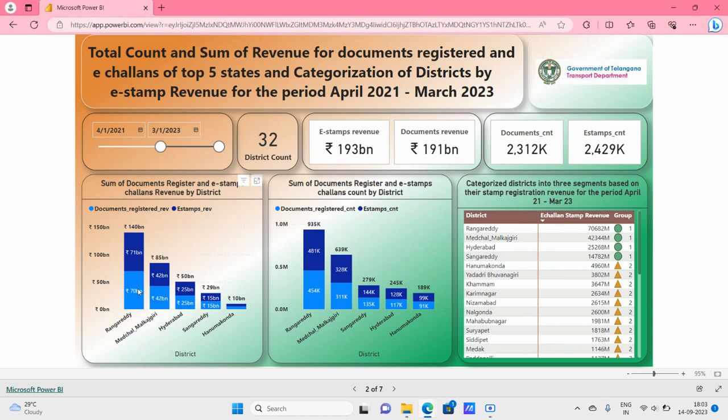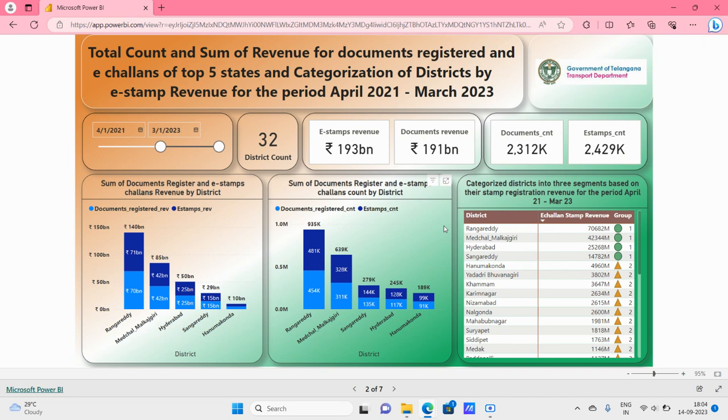The revenue from e-stamp for the first 5 districts is nearly the same. We can see that it is 17 billion for the first district, and it is around 4.8 billion for the fifth district. From the visuals, we can notice that since the implementation of stamp challan, the document registered count and e-stamp count are nearly the same. This is the documents registered and e-challan counts by district. We can see for all the 5 districts, they are nearly the same.